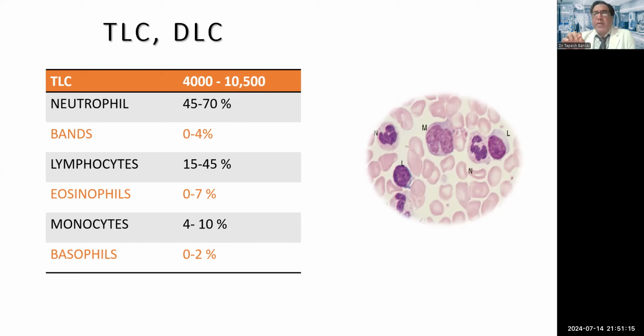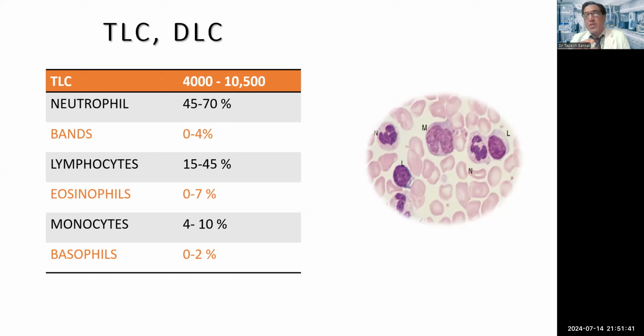Sometimes you get a report of a shift to the left in your TLC, DLC. What does this mean? This has the same meaning as neutrophilia, so the total counts are the same. A shift to the left means there are increased immature cells in the neutrophil series, and this has to be interpreted in the same way as neutrophilia.